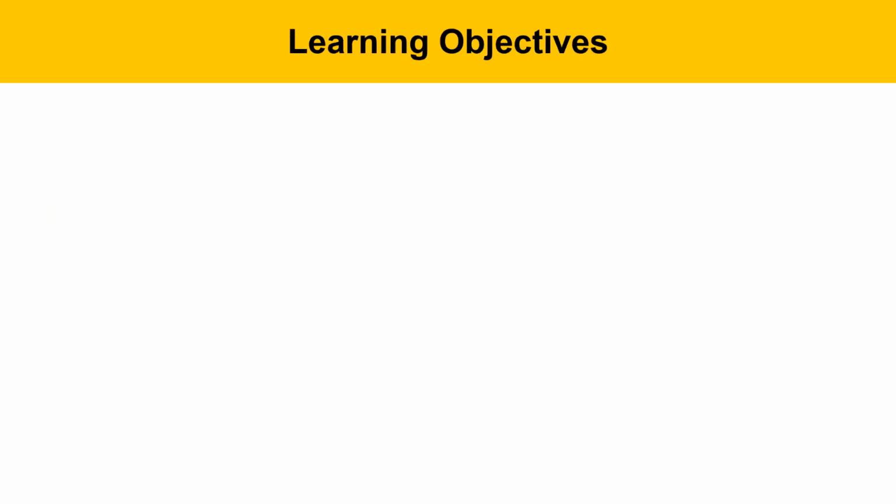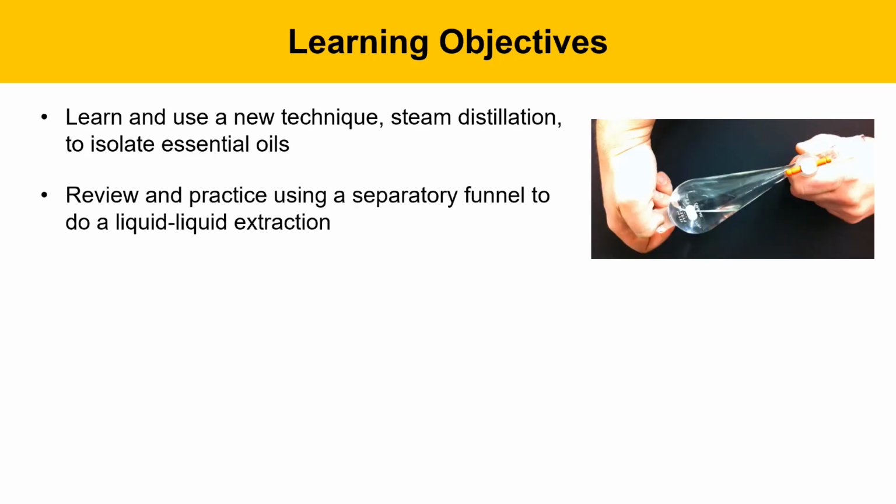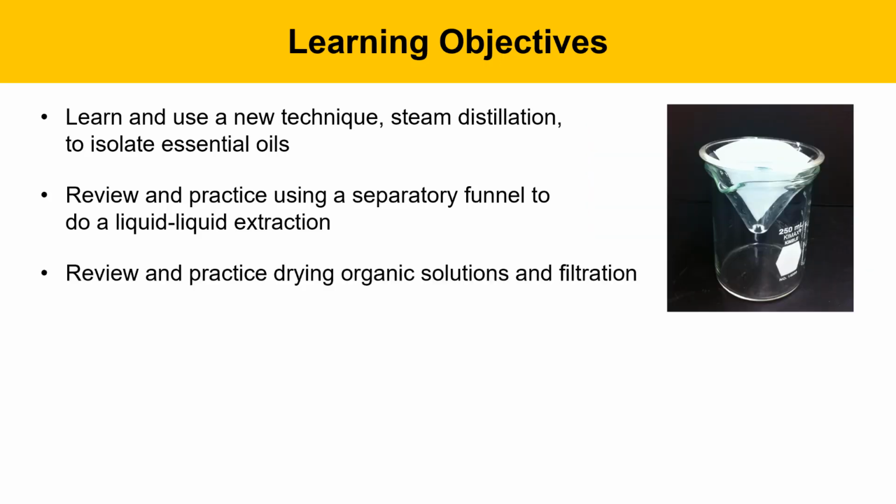The learning objectives for this experiment are described here. We're going to learn to use a new technique called steam distillation to isolate essential oils. It works with cloves and it works with many other spices and materials as well. We'll review and practice using a separatory funnel to do liquid-liquid extractions. We'll review and practice drying organic solutions and filtration.